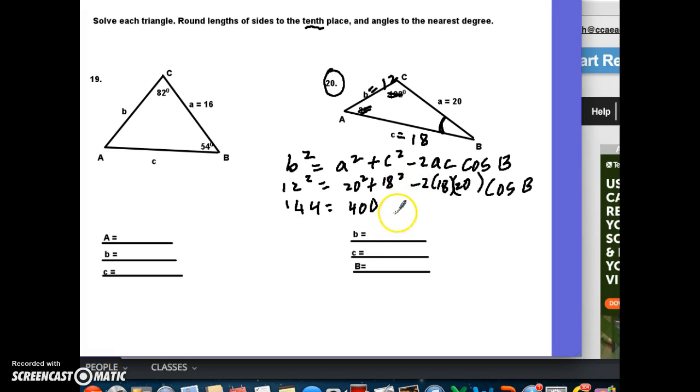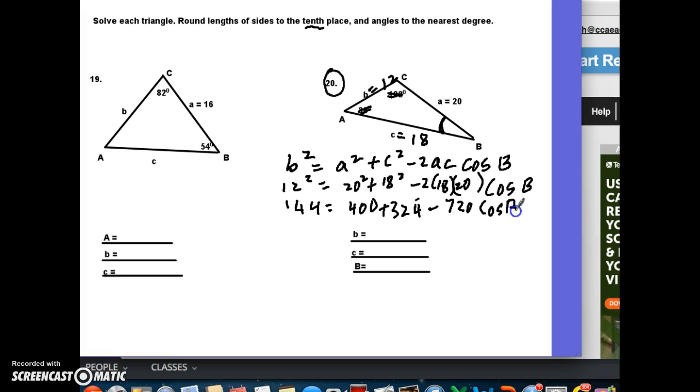Let me double check with my calculator. 18 squared, yes, it's 324. And then 2 times 18 is 36. 36 times 20. Let me work that out. 36 times 20. That's 720 cosine of angle B.